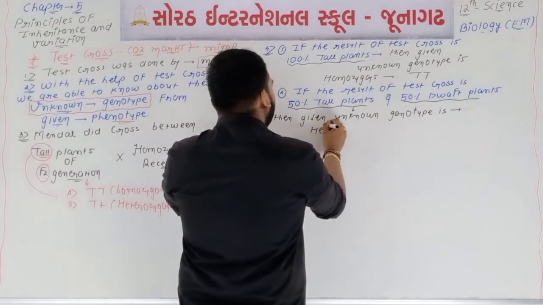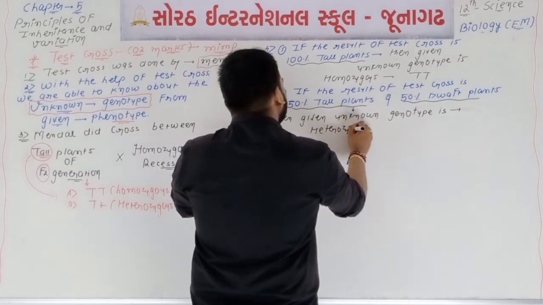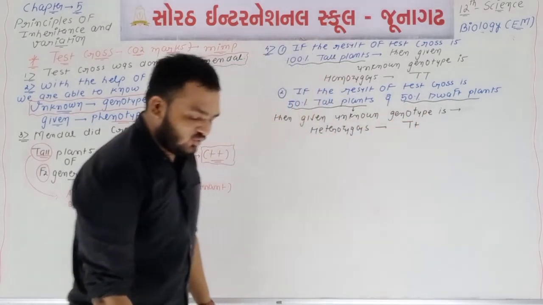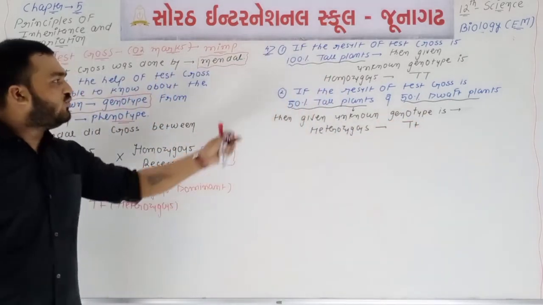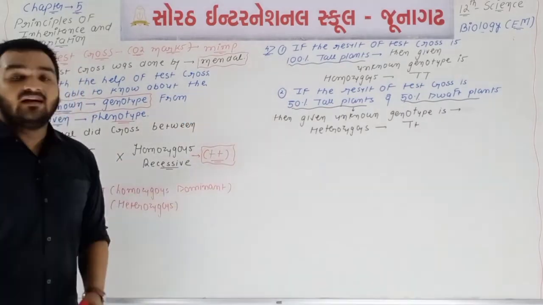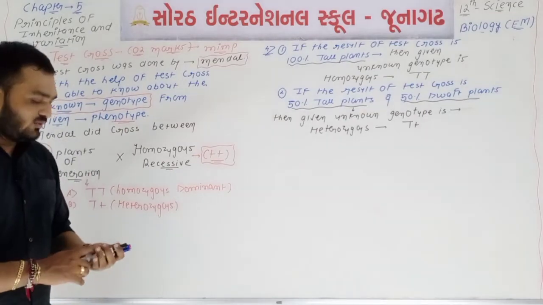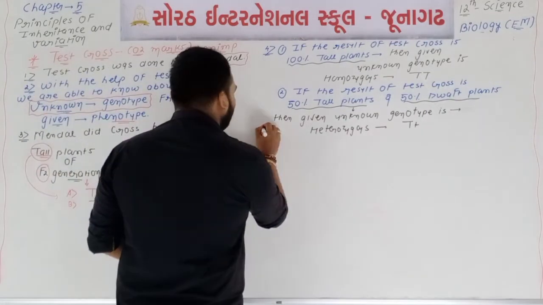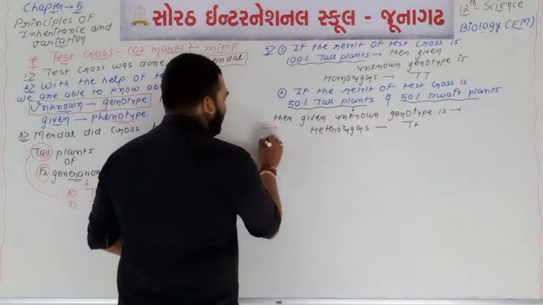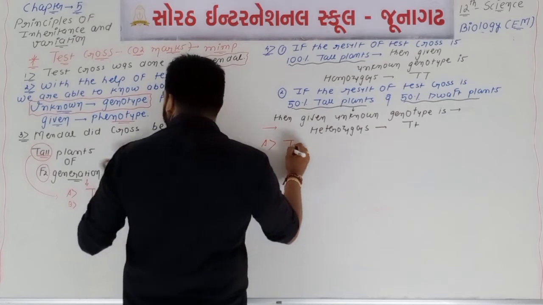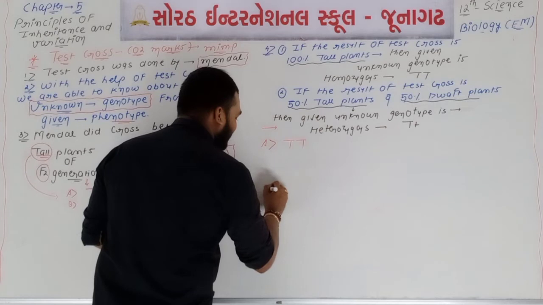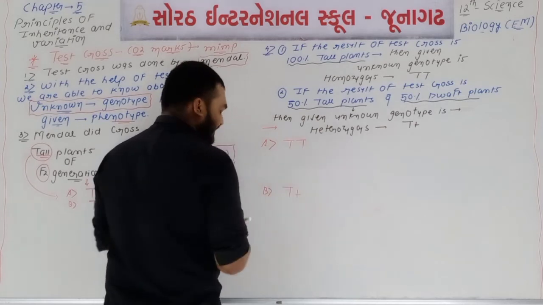Heterozygous means capital T, small t. So two different types of options are there. If you get this type of result, then option number 1 is there, and if you get that type of result, the second type of result, then option number 2 is there. Now we are doing the calculation. If option number A is there, the unknown plant is capital T capital T for the first option, and for the second option it will be capital T, small t.